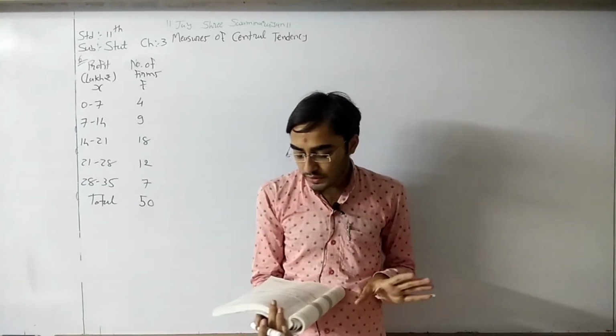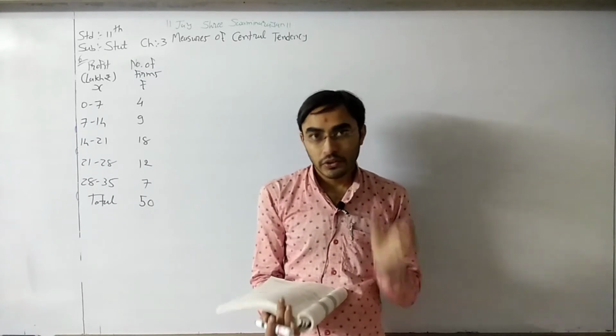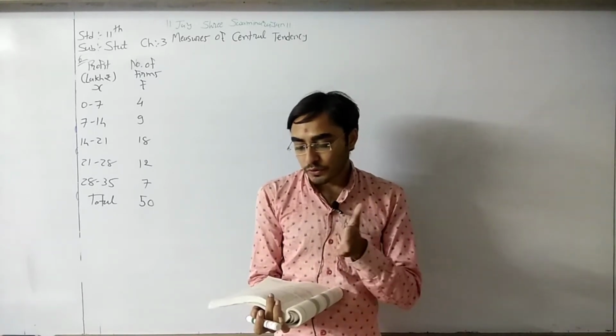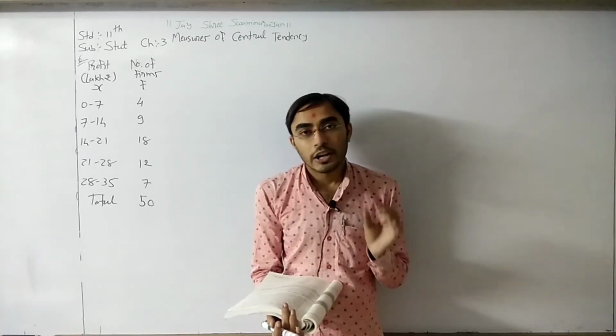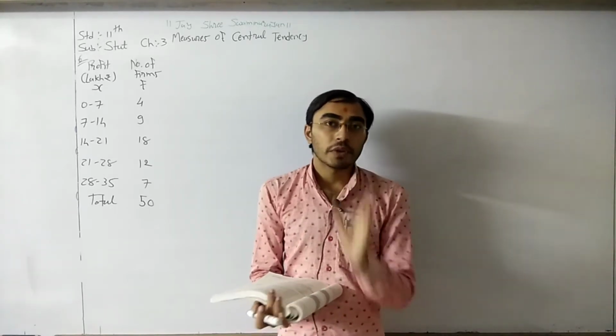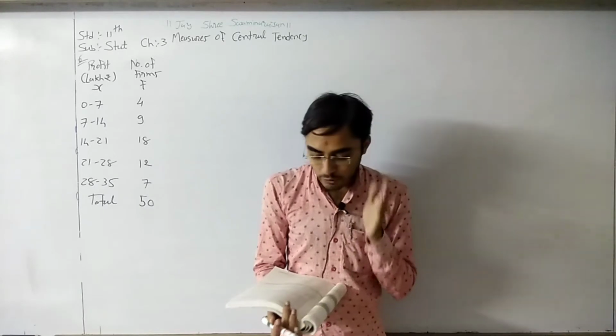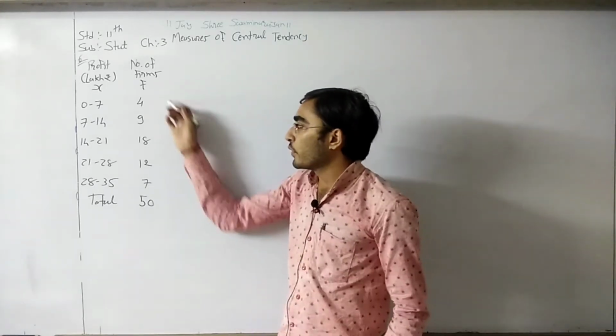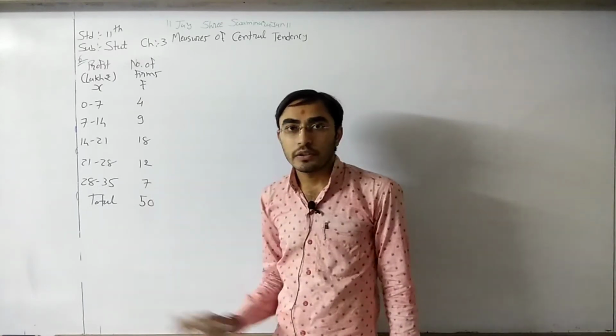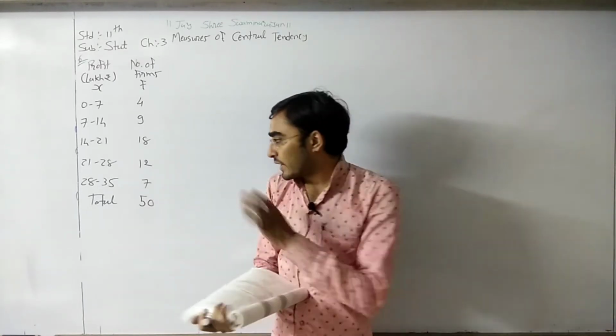Profit is given in terms of classes 0 to 7, 7 to 14, 14 to 21, 21 to 28, 28 to 35. And number of films becomes frequency for us. So F is equal to 4, 9, 18, 12, 7 and total films is 50.